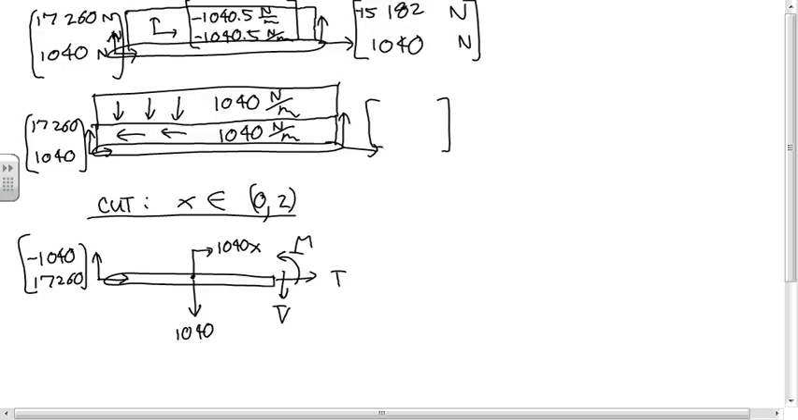And on the right side, this is negative 15,182, positive 1040. And the last change, oh no, two more changes. So this should be going this way. 1040x, this is 1040x. And this should be changed to 17,260, and then 1040.